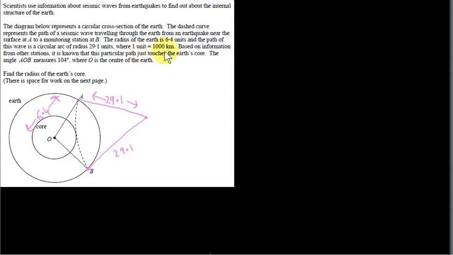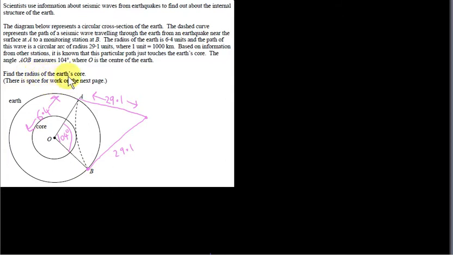1 unit is 1,000 kilometers. So the radius of the Earth is 6.4 units, which is 6.4 by 1,000, or 6,400 kilometers. Based on information from other stations, it is known that this particular path just touches the Earth's core. So you can see the path of this seismic wave. It's just touching the Earth's core here. The angle AOB measures 104 degrees. AOB is this angle. It's the angle between the arm AO and the arm OB.